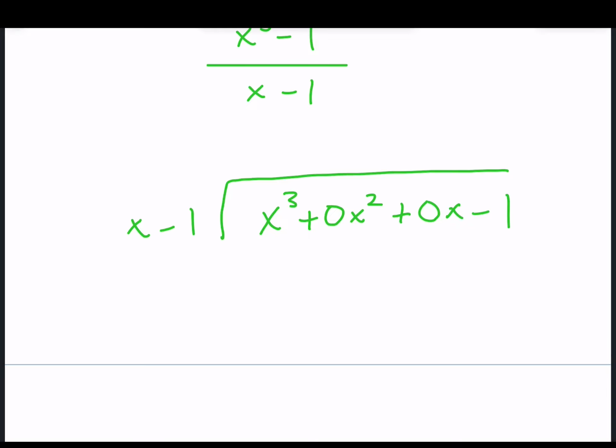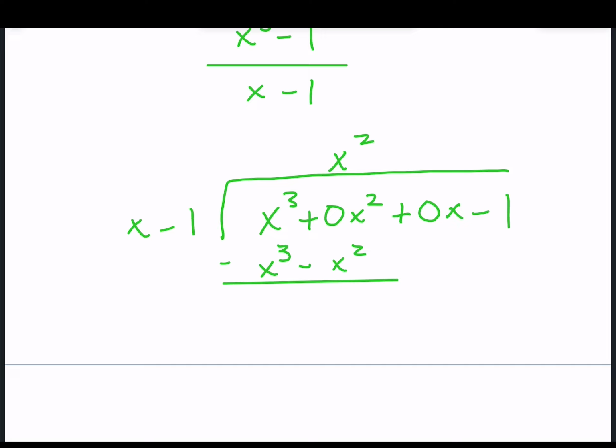How many times will x go into x cubed? Well, it will go in x squared times. x squared times x gives us x cubed. Negative 1 times x squared gives us minus x squared.